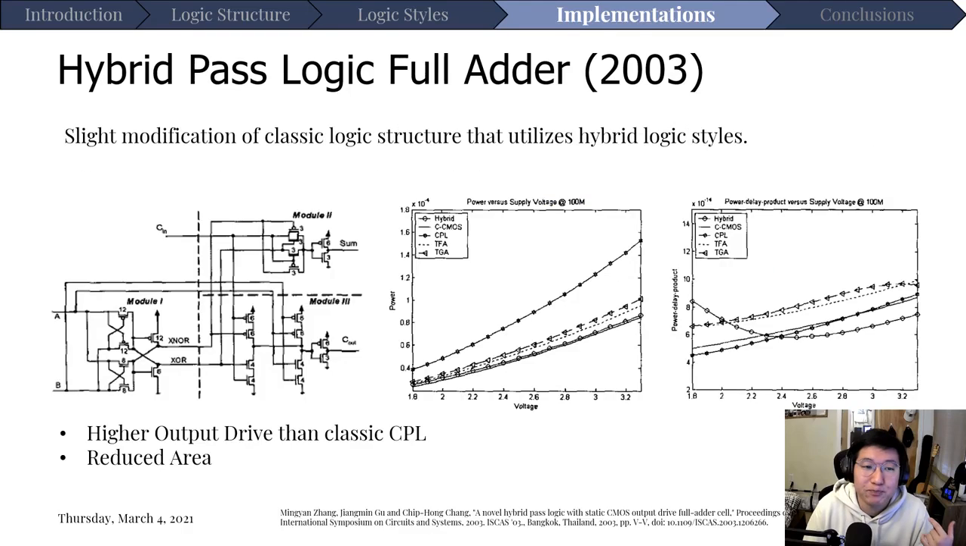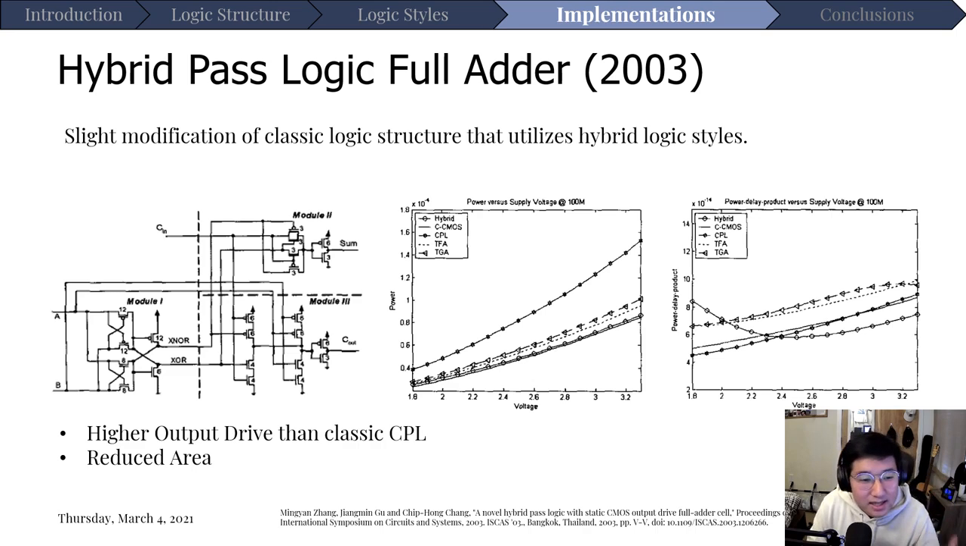Now what we're going to look at is a hybrid pass logic full adder. This study only looked at a single 1-bit full adder, and this is the first introduction of hybrid pass logic. On the left of our figure is the general structure of the adder we're using here. As you can see, it has 3 modules, or 3 blocks. The first block takes in the first 2 inputs.